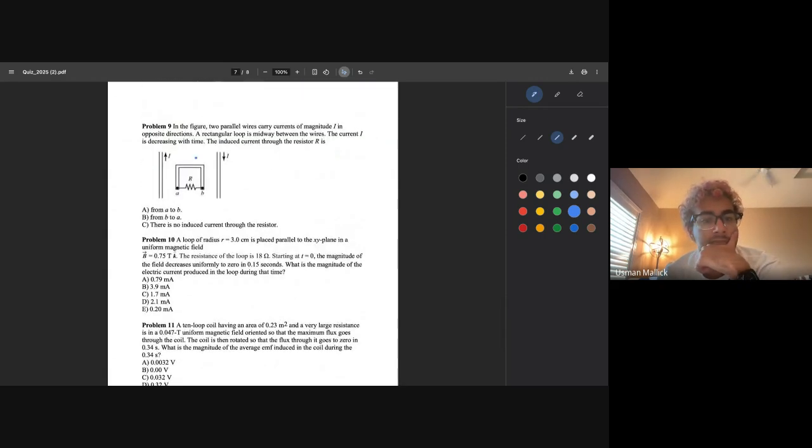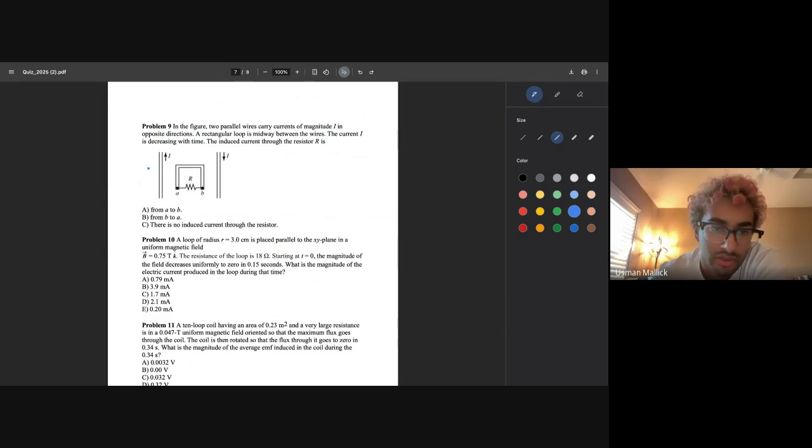All right, problem 9. We're chugging through these. I hope that this isn't taking too long. In the figure below, 2 parallel wires carry a current of magnitude I in opposing directions. Oh, it's one of these problems. Love it. A rectangular loop is midway between the wires. The current I is decreasing with time.